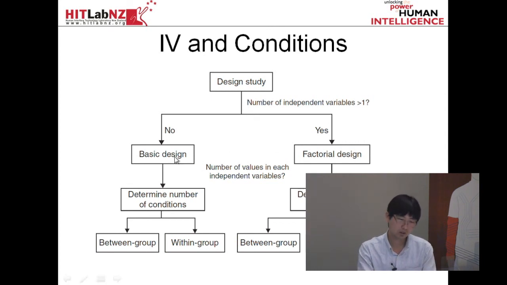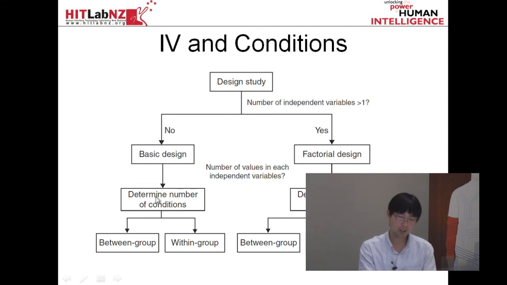And then within the basic design, where there is only one independent variable, you still have to determine the number of conditions. Even if you have only one independent variable, you can have more than 2 or 3 types of interfaces you're comparing. And within the factorial design, you define the number of conditions by multiplying the levels or conditions within each of the independent variables.